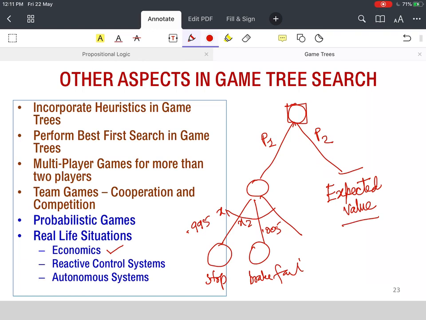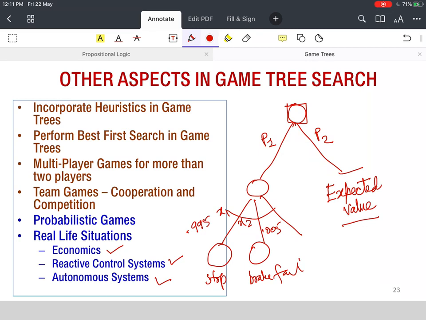In real life, games occur in economics, very similar to the prisoner's dilemma problem. Every action that you take, every policy that you take, a number of players will play in their own way. The reactive control systems which I just talked about are real life situations of probabilistic games, and we talked about a car and other things where probabilistic games come in. So game trees occur in multiple ways. We have seen a typical example of the details of two-player deterministic games, and we have seen the alpha-beta pruning algorithm. But we have opened up the avenue for a large number of other possible situations.